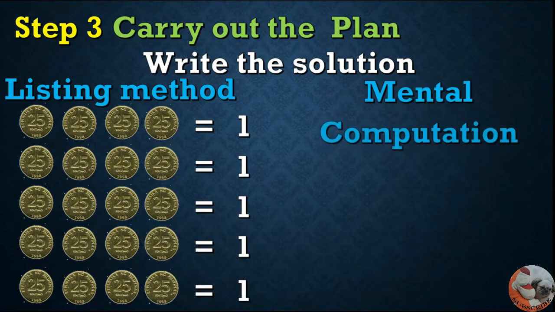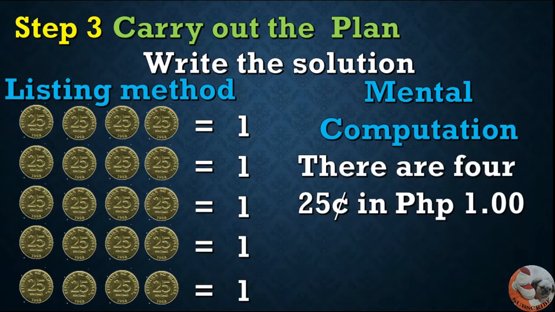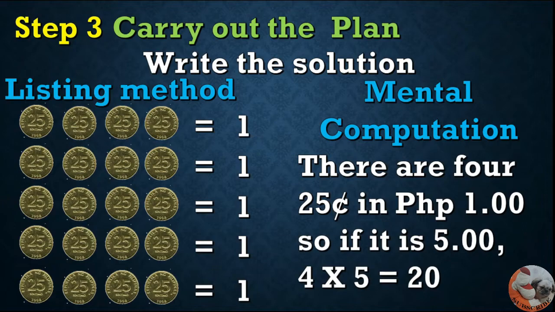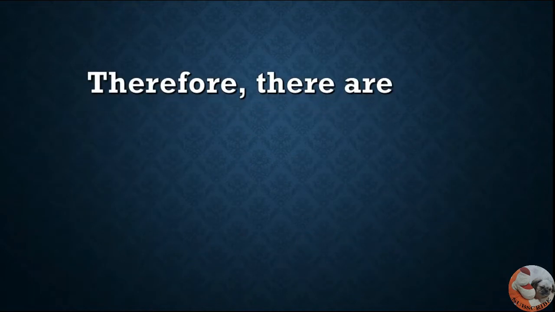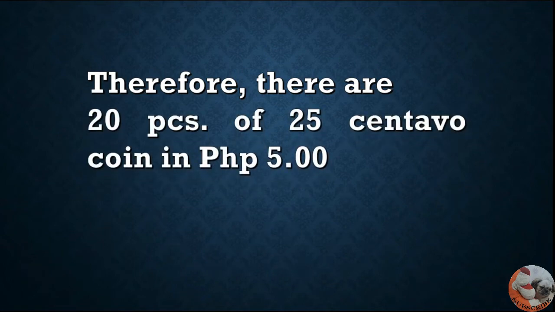Next we have the mental computation. There are 4 25-centavo coins in 1 peso. So if it is 5 pesos, then you multiply 4 times 5. It is equal to 20. So you will get the same answer. Therefore, there are 20 pieces of 25-centavo coins in 5 pesos.